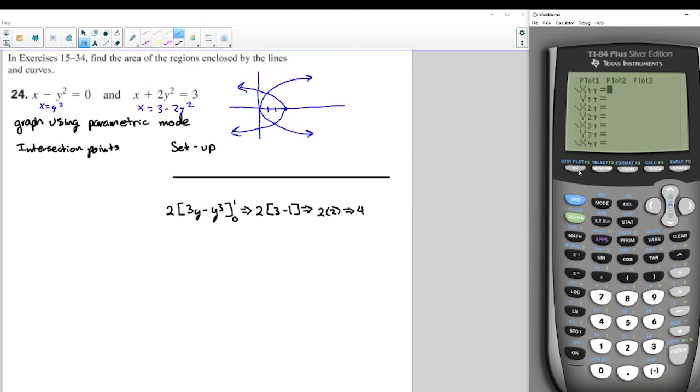Let's go to y equals, and the x equals is y squared, so it's actually going to be t squared in this case. But the y is going to be the t values. And then we have x is equal to 3 minus 2t squared, and then the y is going to be, again, the t values. So if we go zoom 6, there's the top part of this parabola.